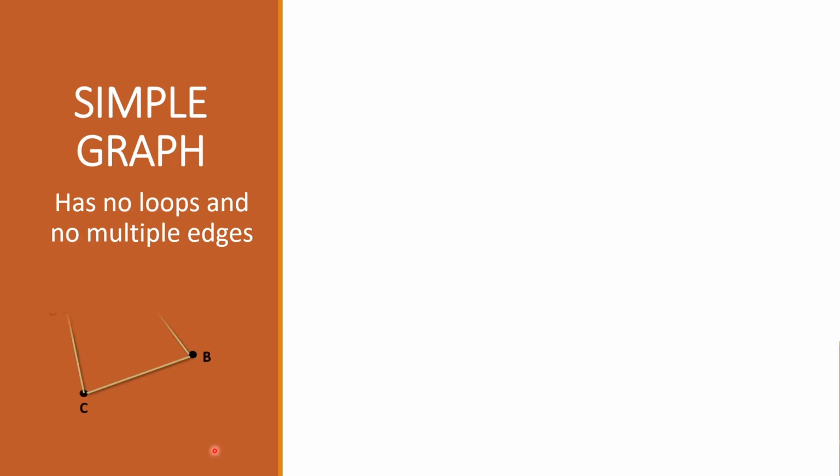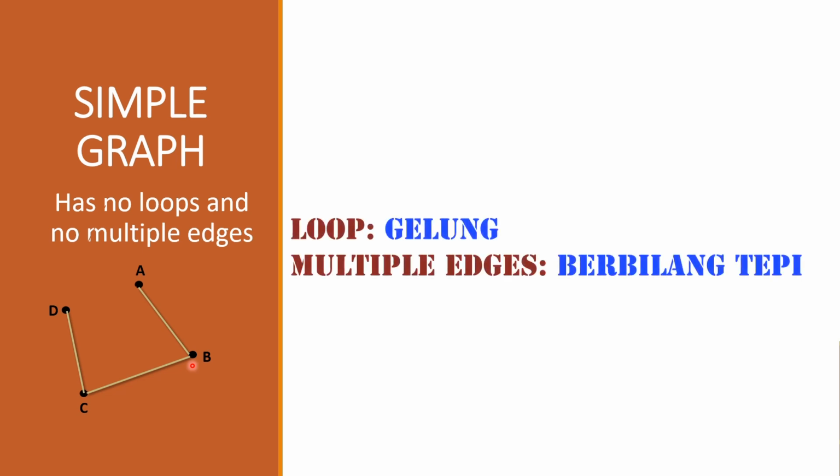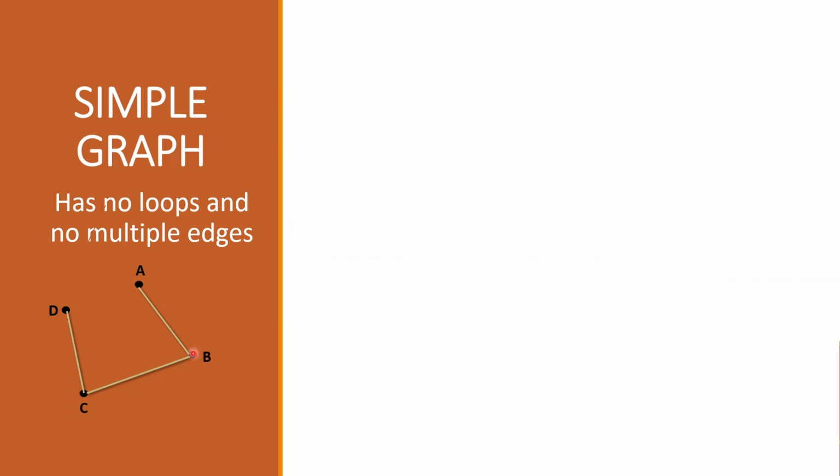These are examples of simple graph. A, B, C, D. No loops. Loops is gelung. Multiple edges is berbilang tepi ataupun berbilang sisi. So there is only one edge connecting each pair of points, and there is no loop between any of these points. So this is what we call a simple graph.